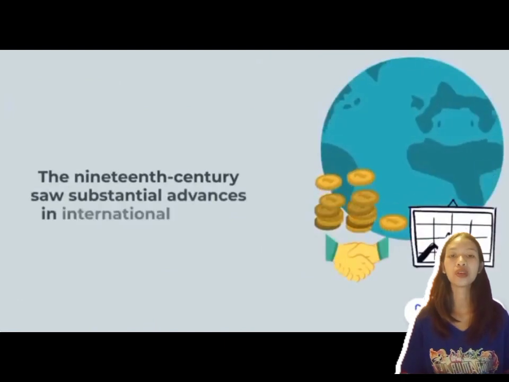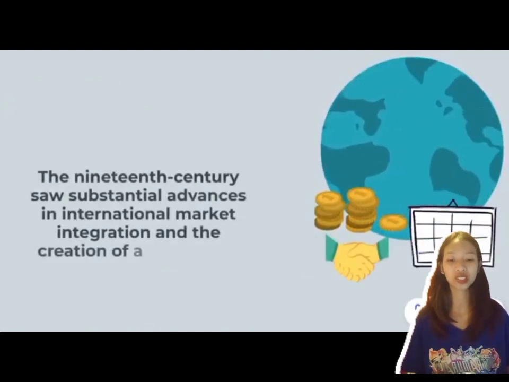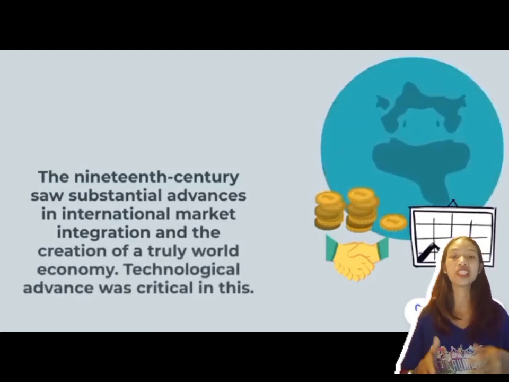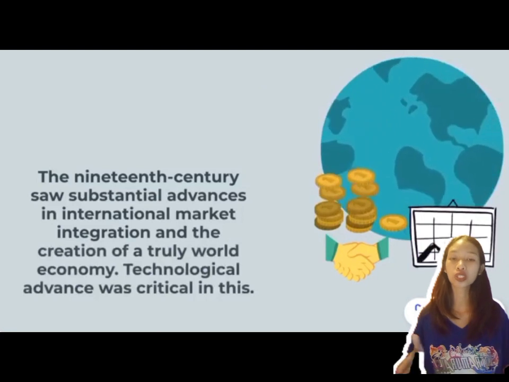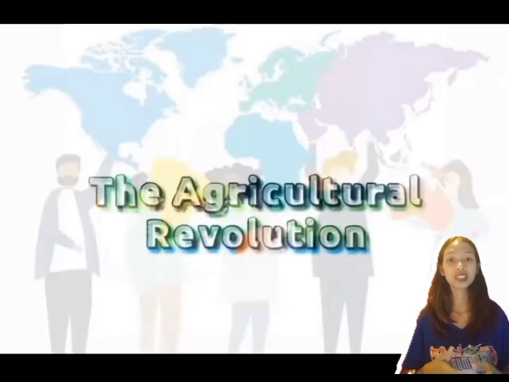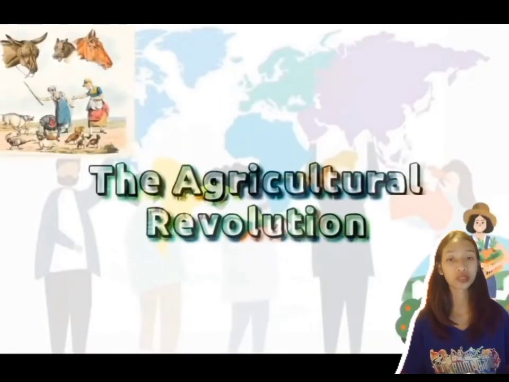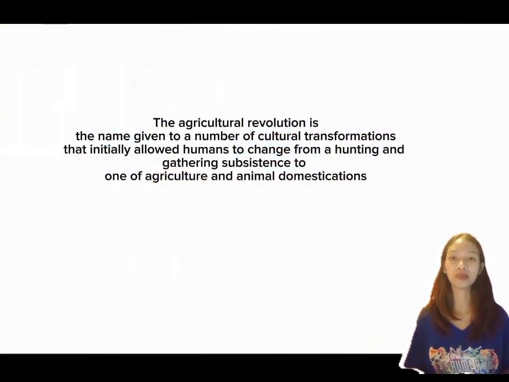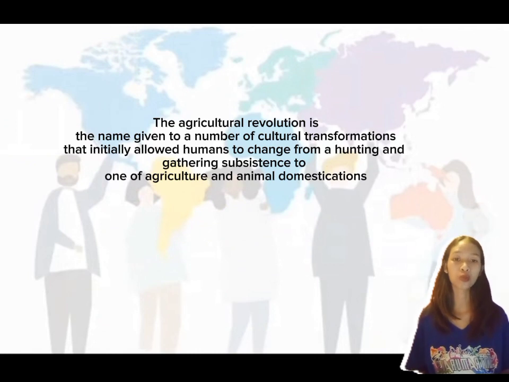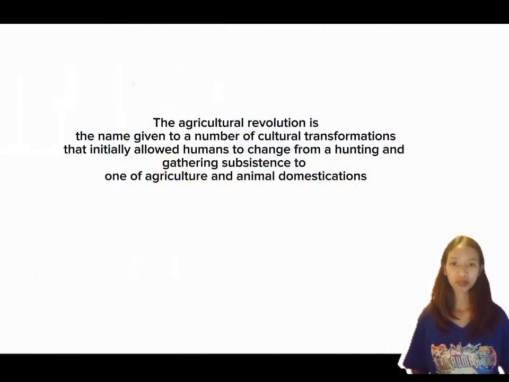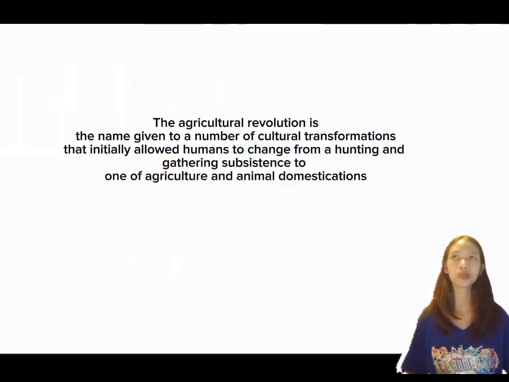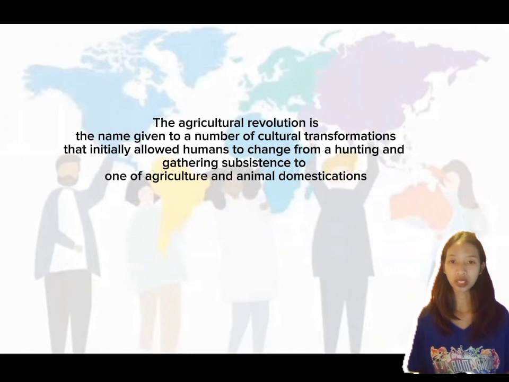The 19th century saw substantial advances in international market integration and the creation of a truly world economy. Technological advance was critical in this. And the first one is the agricultural revolution. The Agricultural Revolution is the name given to a number of cultural transformations that initially allowed humans to change from a hunting and gathering subsistence to one of agriculture and animal domestication.